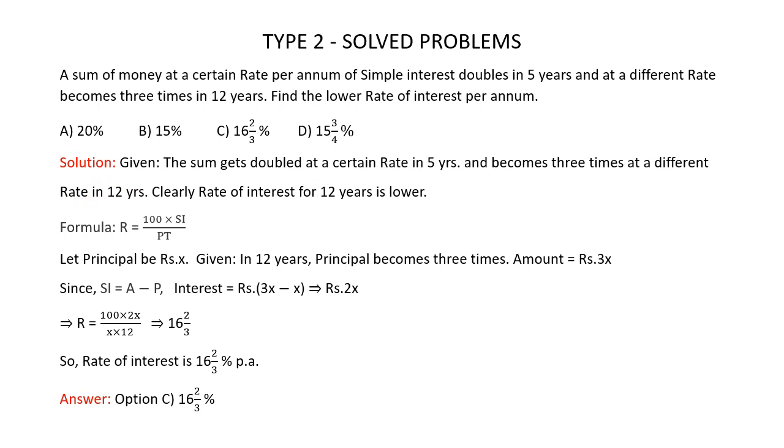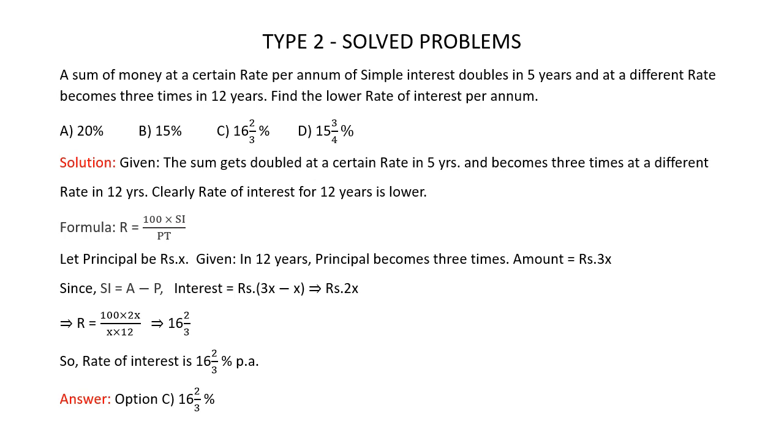Now you have to understand one thing here. The sum gets doubled at a certain rate in 5 years. Now at this rate, the sum becomes 3 times of itself in 10 years. So the sum takes 10 years to become 3 times of itself at this rate. Now it's given that at a different rate, the sum takes 12 years to become three times of itself. So clearly this means that the rate of interest for 12 years is lower.